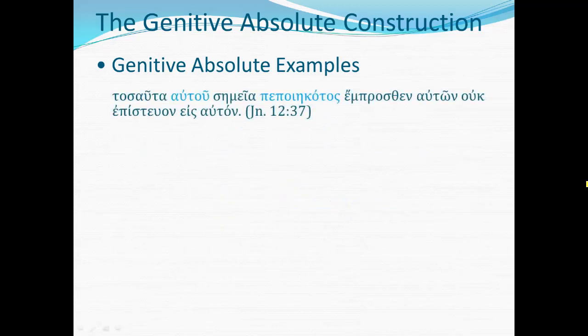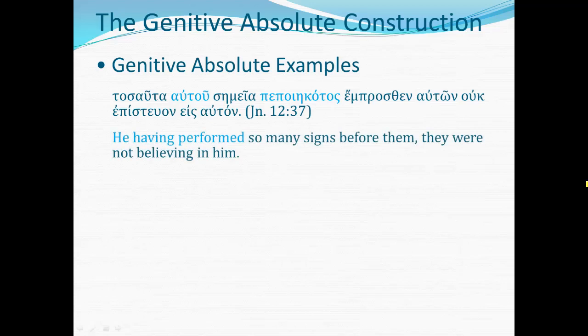Okay, one more example. Talk about convoluted. Listen to this word order. So many he signs having done before them, not they were believing in him. So that takes a little work to smooth that out, doesn't it? It comes out like this. He having performed so many signs before them, they were not believing in him.